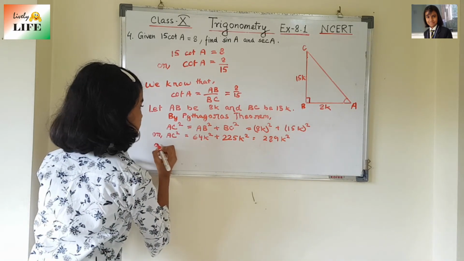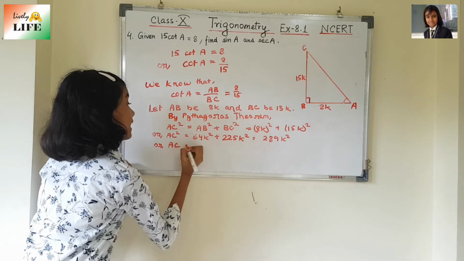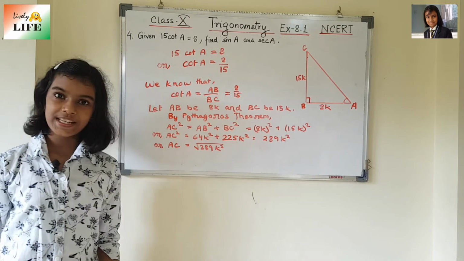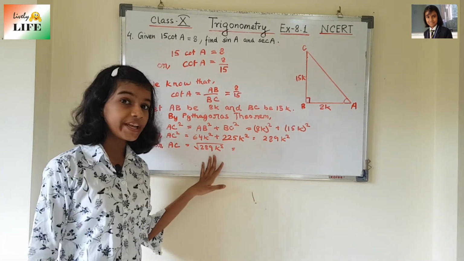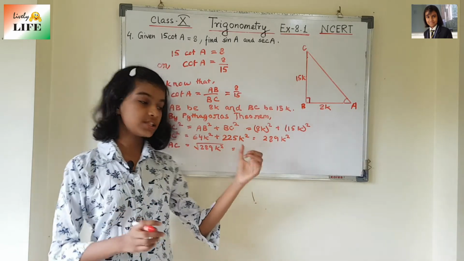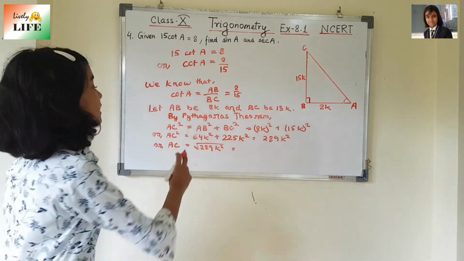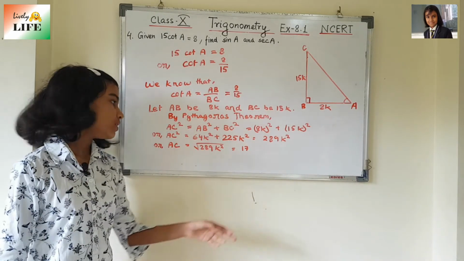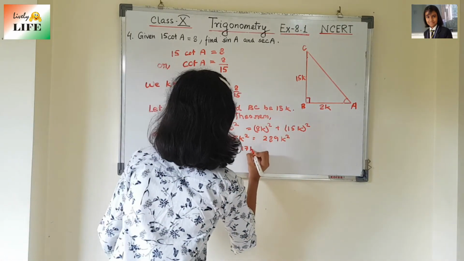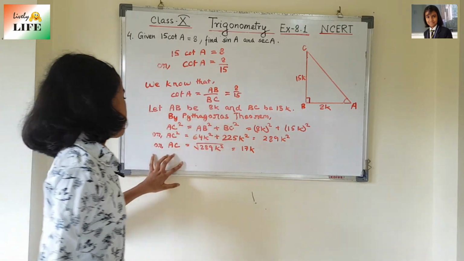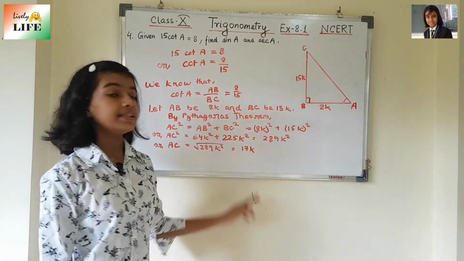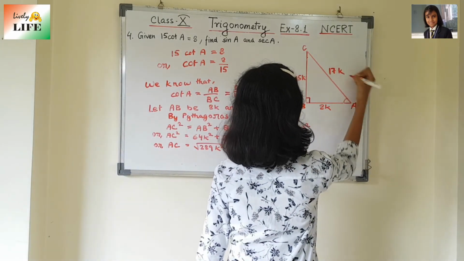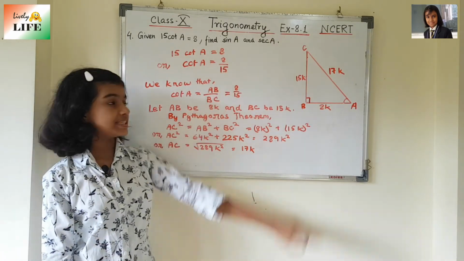Now, or AC is equal to root 289k square, right? So what is root 289? We know that 17 into 17 is 289. So 17 square is 289. Then root 289 is what? 17. 17. And then k square. Root k square is what? K. So we have found out what is AC. What is the length of AC? The length of AC is 17K. Okay, now let's find out what is sine A and sec A.